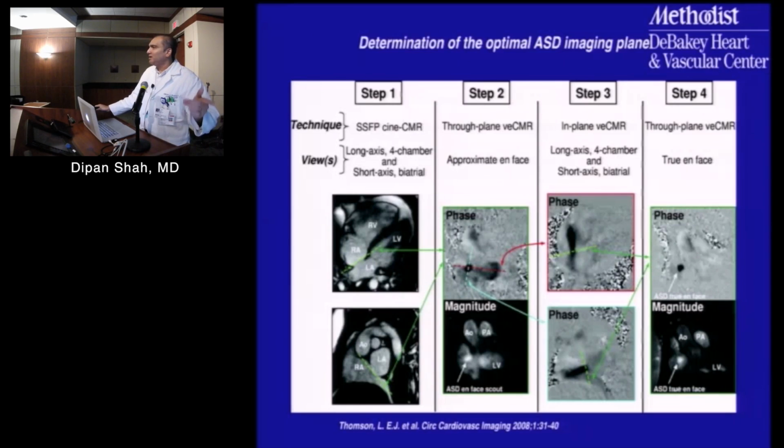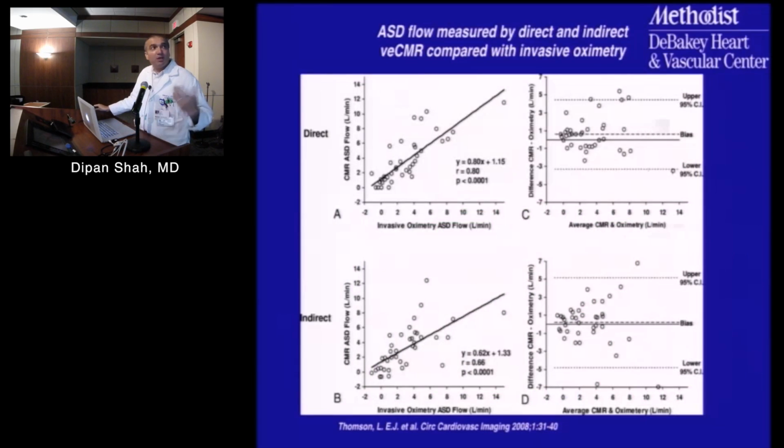Now, where this could become problematic is when you have these fenestrated ASDs, or ASDs that have a significant amount of movement throughout the cardiac cycle, where it may be hard to get truly a perpendicular imaging plane to the atrial septal defect.